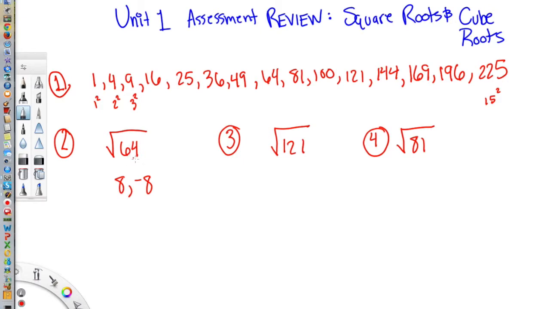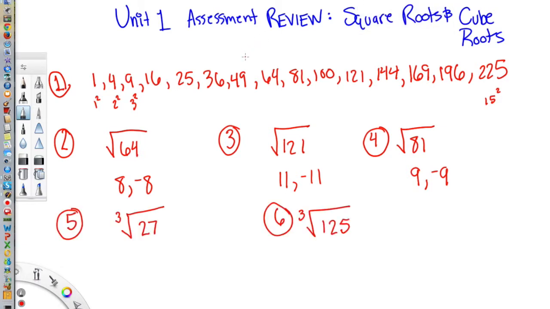Some of you are in the bad habit of writing the radical down with the answer. And you wrote the square root of 64 is the square root of 8. That doesn't make any sense. The square root of 64 is 8 or negative 8. The square root of 121 is 11 or negative 11. And the square root of 81 would be 9 or negative 9.